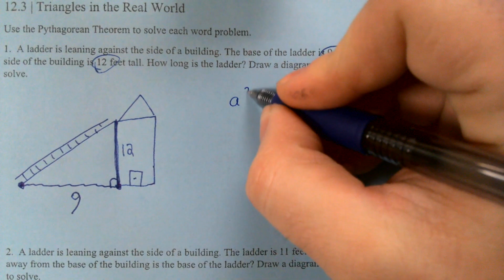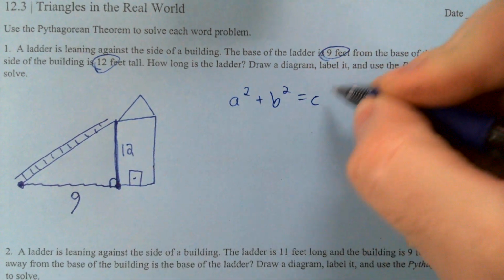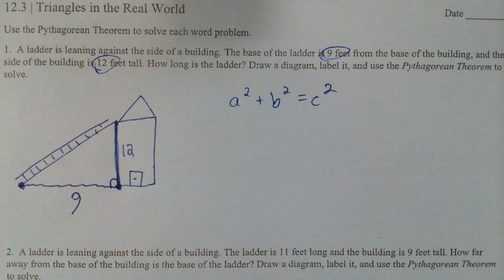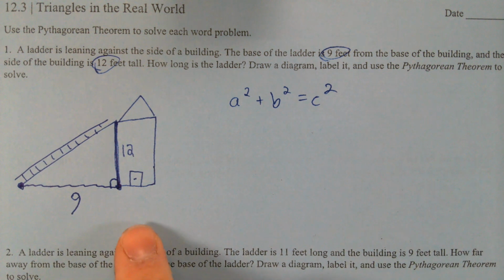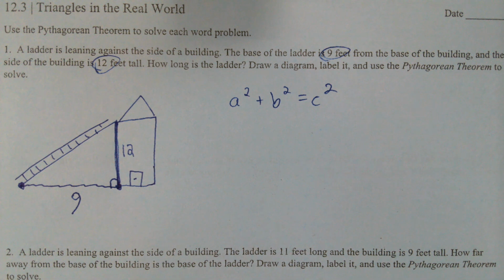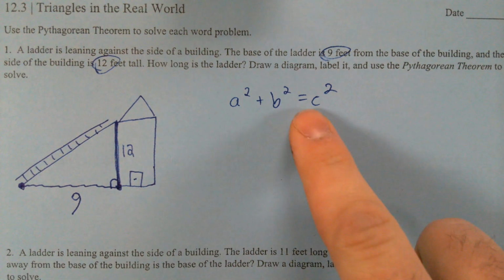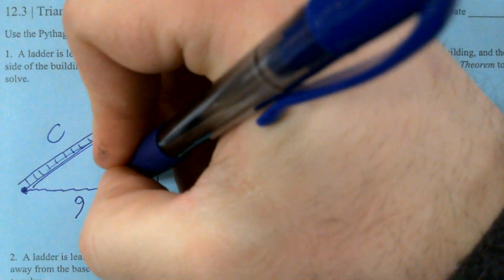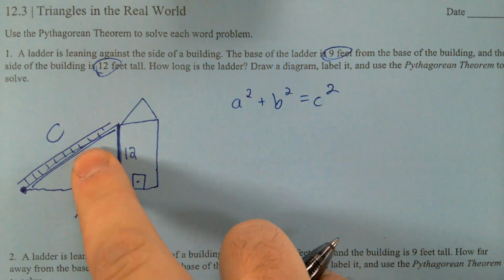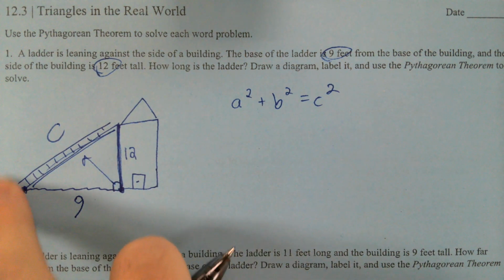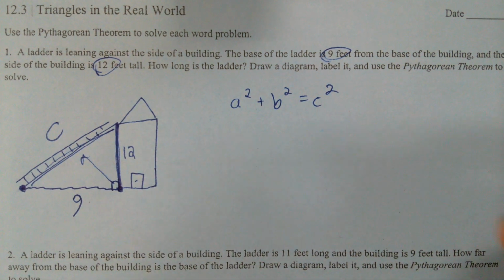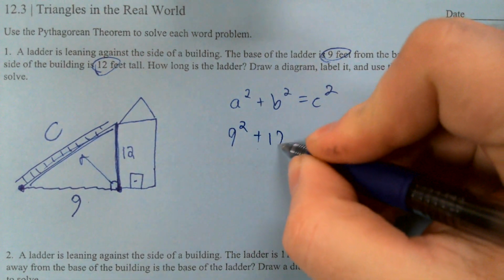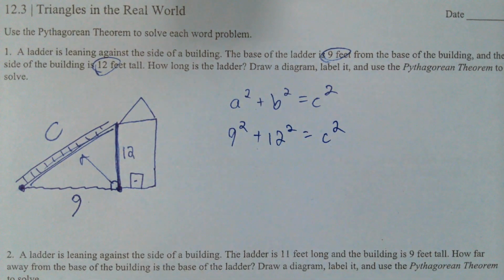So when we set up our equation, a squared plus b squared equals c squared, which variable is not going to get replaced with a number? A, b, or c? Which variable will not get replaced with this 9 or this 12? Victor? B? C, right? C is my ladder. C is my hypotenuse, directly across from the right angle. That always has to be my C. So that's the variable that we're missing. That's what we're going to solve for. 9 squared plus 12 squared equals C squared.